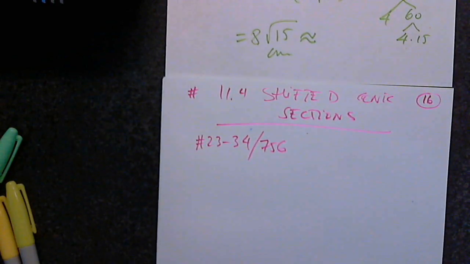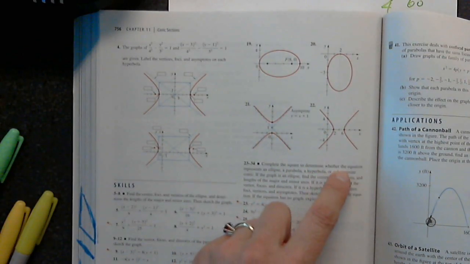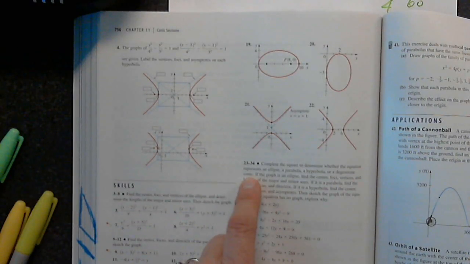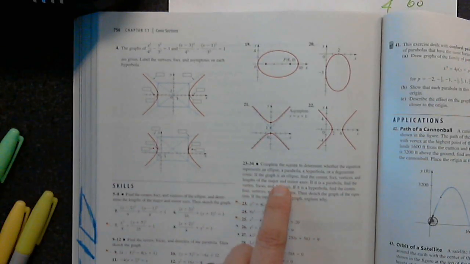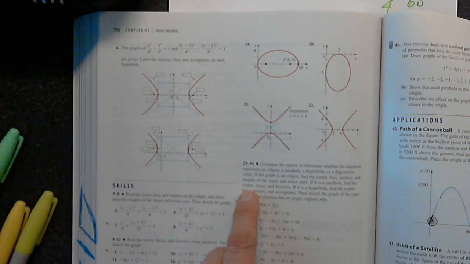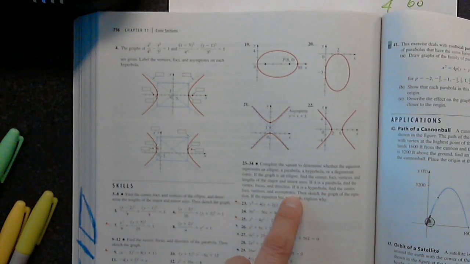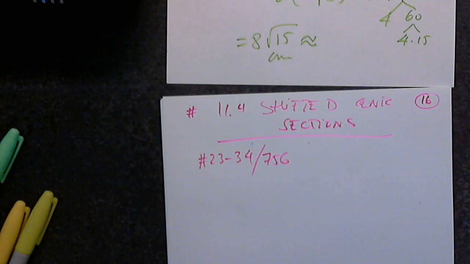So let's read the question. Mouthful. Complete the square to determine whether the equation represents an ellipse, a parabola, a hyperbola, or a degenerate conic. If the graph is an ellipse, find the center, foci, vertices, and length of the major and minor axis. If a parabola, find the vertex, focus, and directrix. If a hyperbola, find the center, foci, vertices, and asymptotes. Then sketch the graph of the equation. If the equation has no graph, explain why.